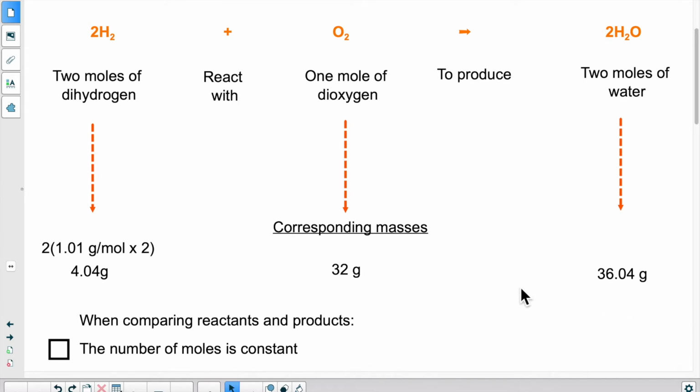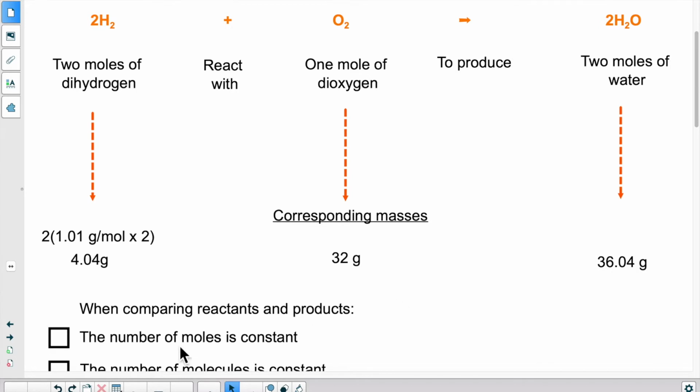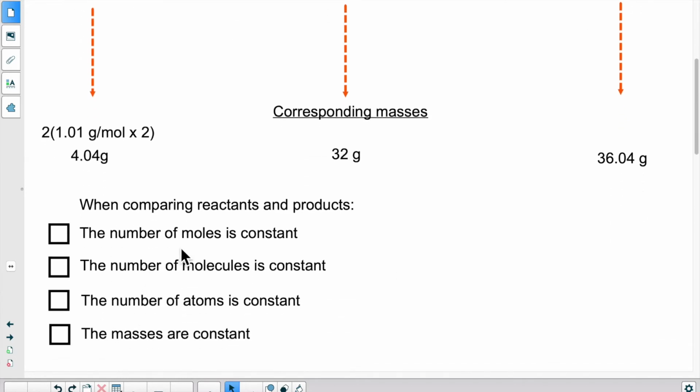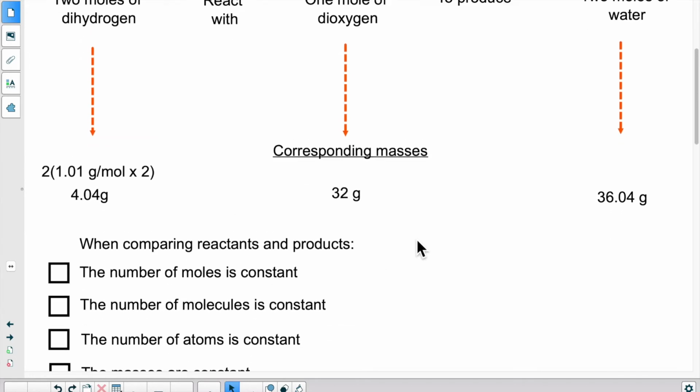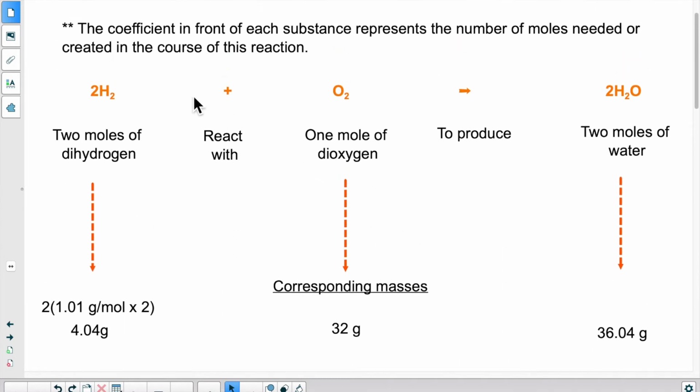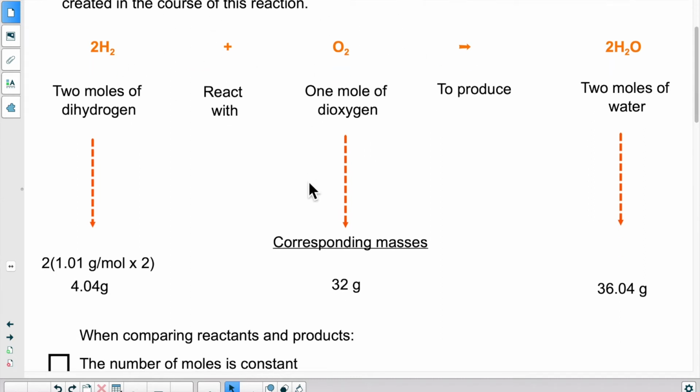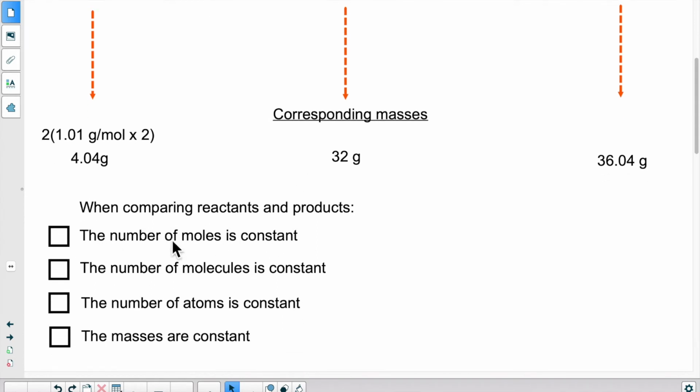Okay, so if we analyze this whole situation over here, what is constant and what is not? Is the number of moles constant between reactants and products? I have 2 moles, 1 mole, for a total of 3 moles of substance. And when it gets rearranged, I only get 2 moles of H2O. So the number of moles on both sides, comparing reactants to products, is not constant. So I'm not going to put a check mark over here.